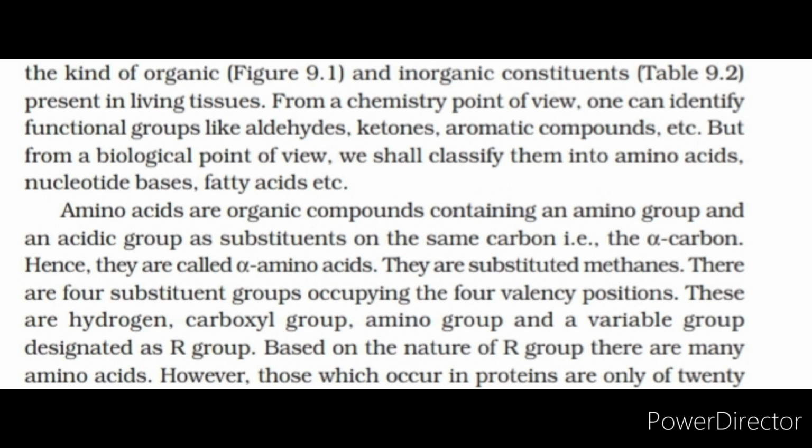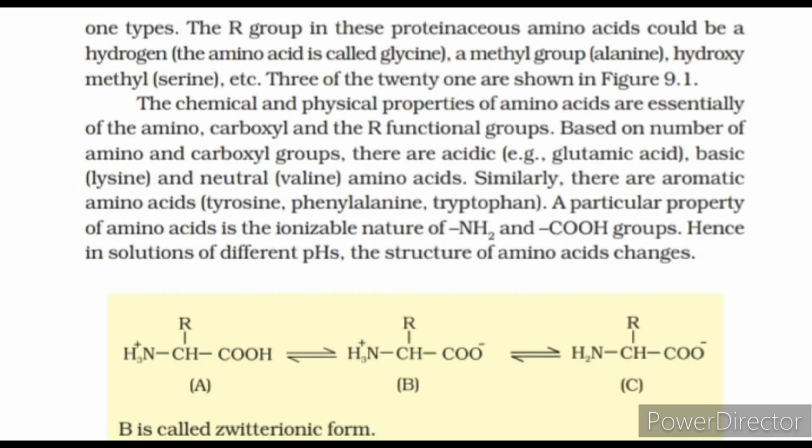Based on the nature of R group, there are many amino acids. However, those which occur in proteins are only of 21 types. The R group in these proteinaceous amino acids could be a hydrogen. The amino acid is called glycine, a methyl group, alanine, hydroxymethyl, serine, etc. 3 of the 21 are shown in figure 9.1.